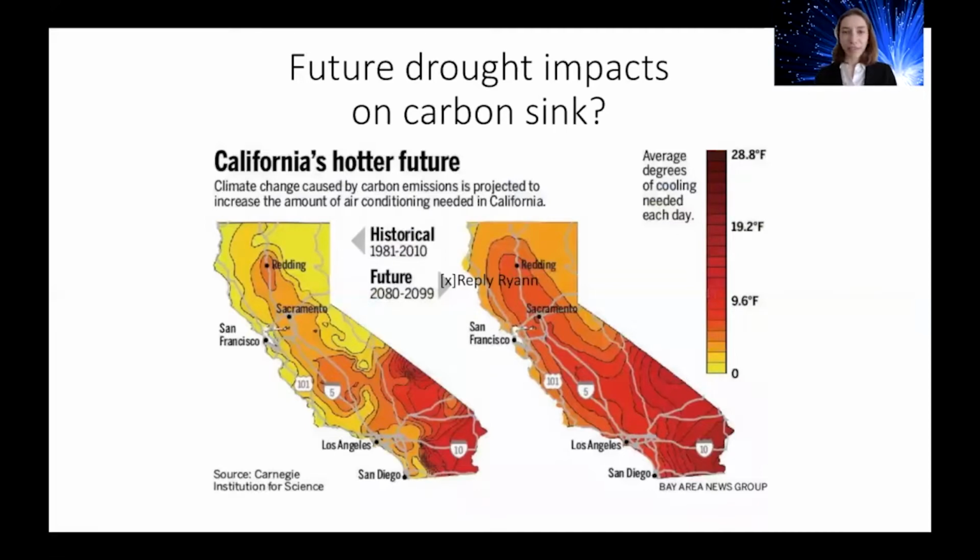I'm also interested in predicting forwards: if we know that drought and temperature extremes might increase with climate change, how that will also affect the carbon sink.